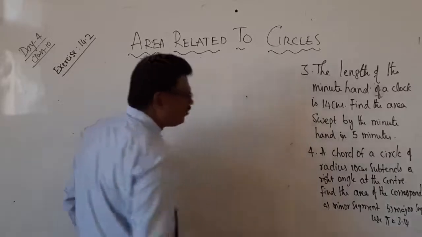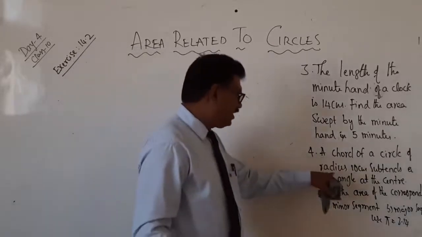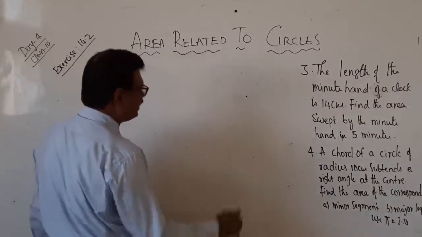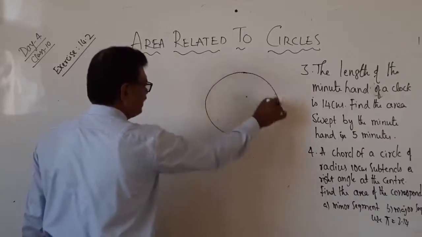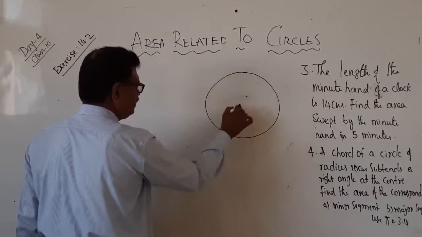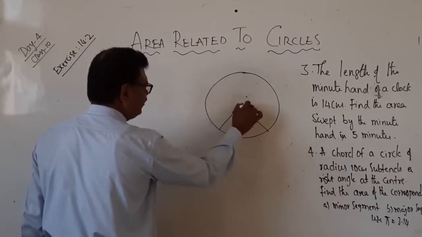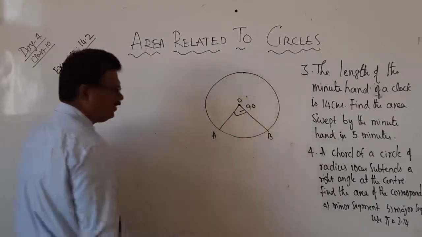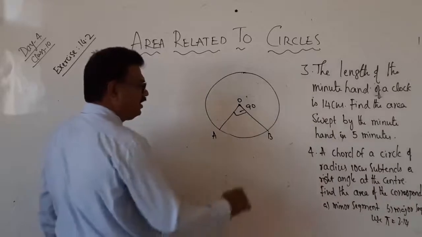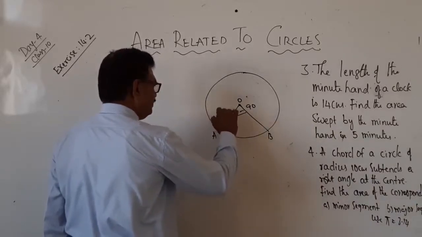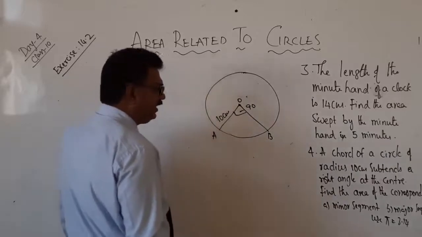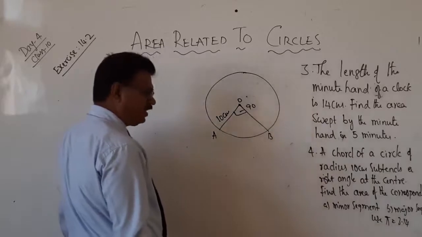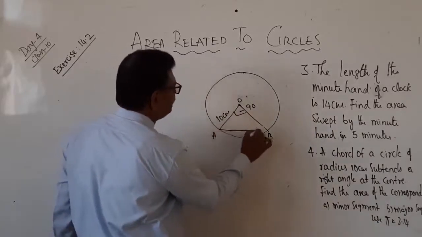One more problem. A chord of a circle of radius 10 centimeters subtends a right angle at the center. This is the circle like this, and it is 90 degrees, with O, A, and B. The radius is 10 centimeters. Find the area of the corresponding minor segment. Minor segment means we have to find out this.